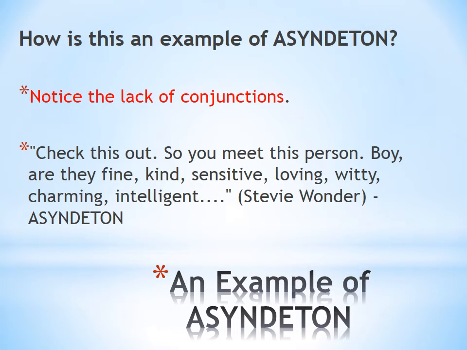So here's another example. So you meet this person, boy, are they fine, kind, sensitive, loving, witty, charming, intelligent, blah, blah, blah. By taking out the conjunctions, and they are fine and kind and sensitive, once again, the long list says, let's put all this list together. This person needs to be all of these things in one breath. It's not a long thing, they need to be all of it tightly woven together.